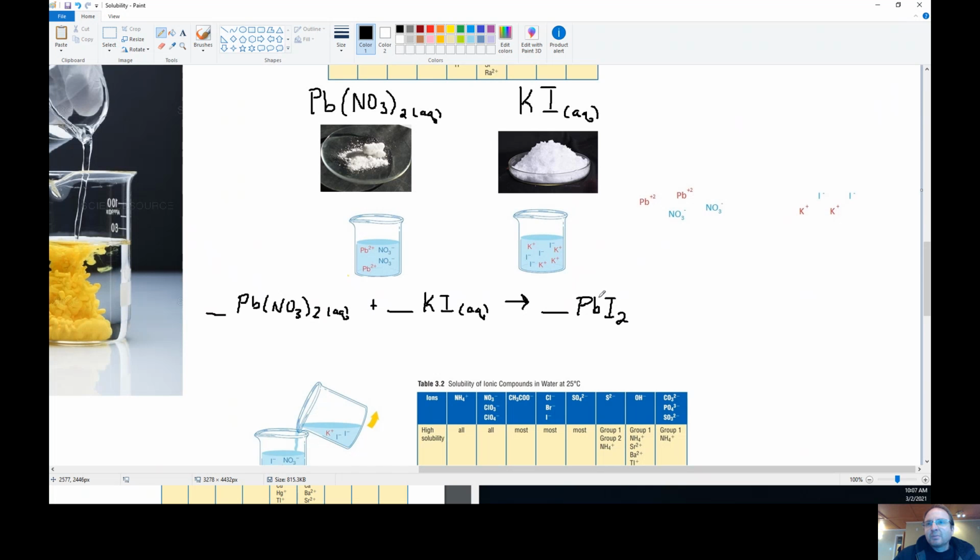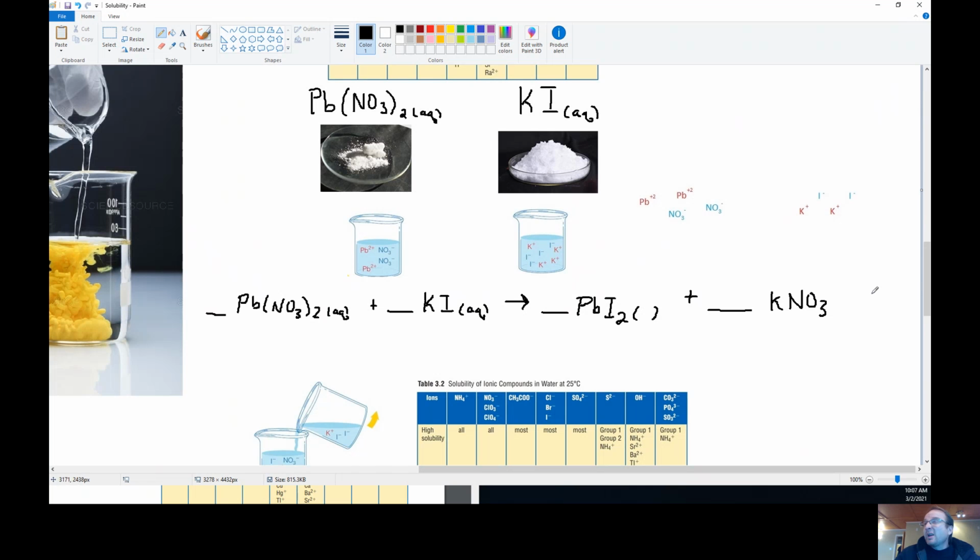PbI2, right? Think about the charge on lead, +2. Think about the charge on iodine, -1. I'm not going to put aqueous yet because I wonder if this is going to form a solid. Maybe it'll be aqueous, maybe it will be. And our next one, going to switch partners, so it's not going to be with the iodine, it's going to go with the nitrate. So it's going to be potassium nitrate, KNO3.